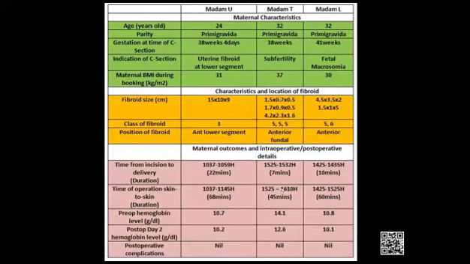For the other ladies, the second and the third, their cesarean section is easier because I deliver the baby first before I do the fibroid removal. The time is also around 1 hour, not more than 1 hour.